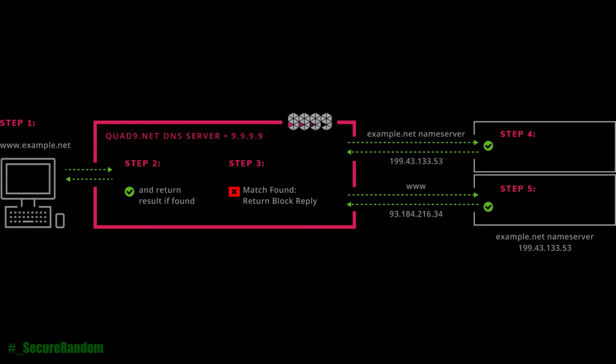Quad9 adds one step to this process. Before returning its answer to the computer, it first checks the query against its threat list. If it matches a known threat, it simply will not resolve it and will instead return an NX record to the computer, basically telling it that it does not exist.